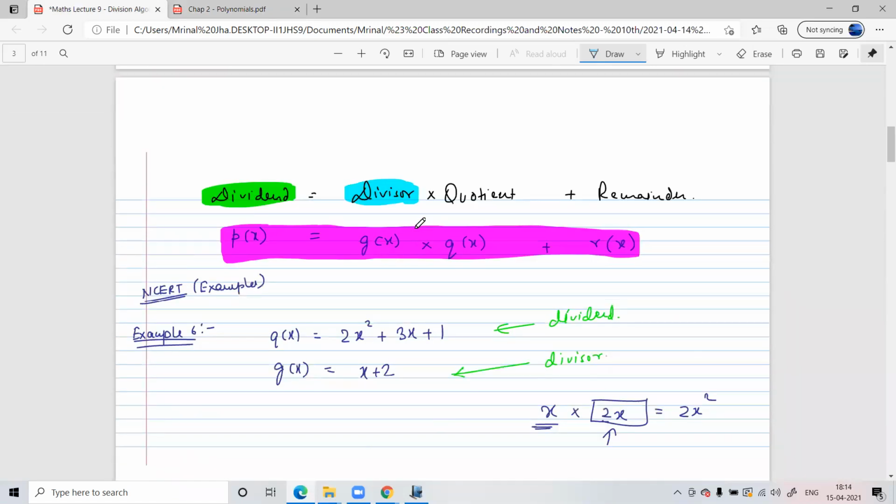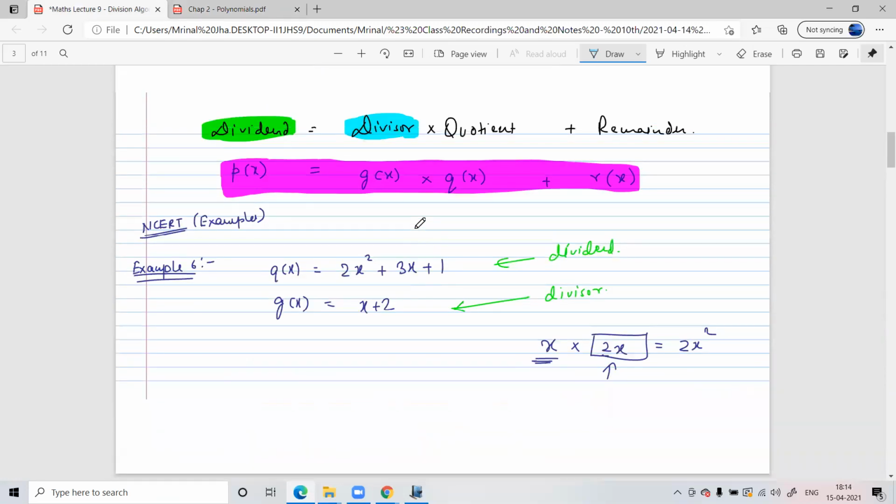Let me tell you from the beginning. You should know that this is the dividend, which will be your polynomial p(x). Whatever polynomial is given, the big one, that will be your dividend, and you will be dividing it with the divisor g(x). You get the quotient q(x) and remainder r(x). So are you comfortable with these terms? p(x), g(x), q(x), and r(x). These terms, are you comfortable with?